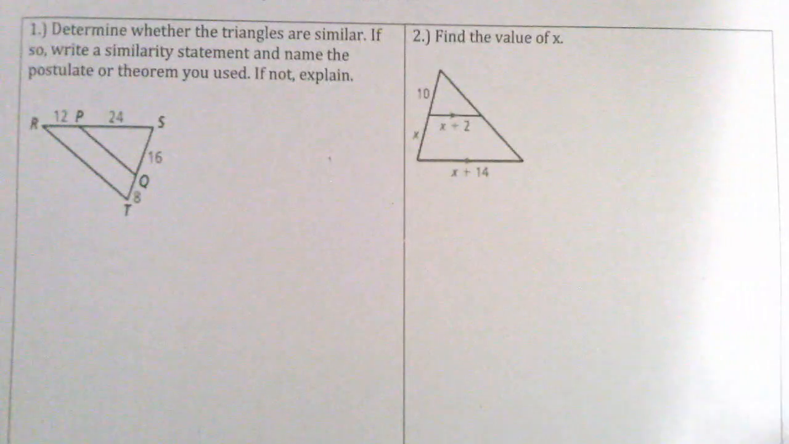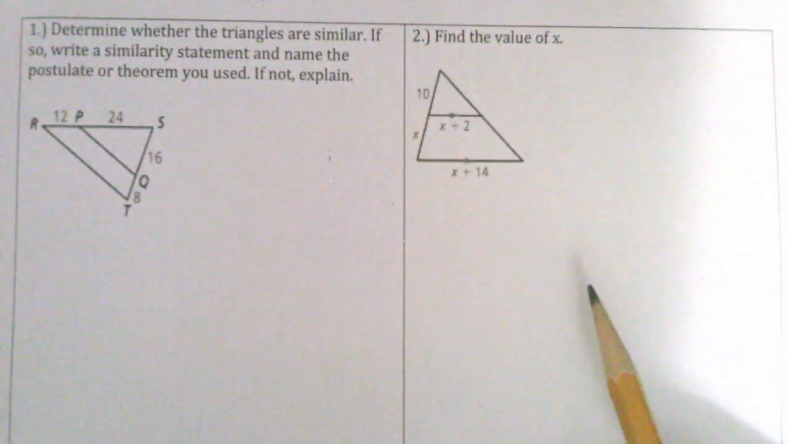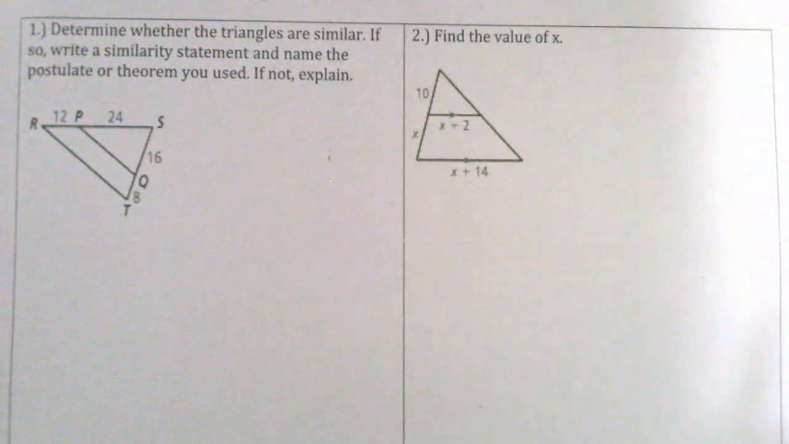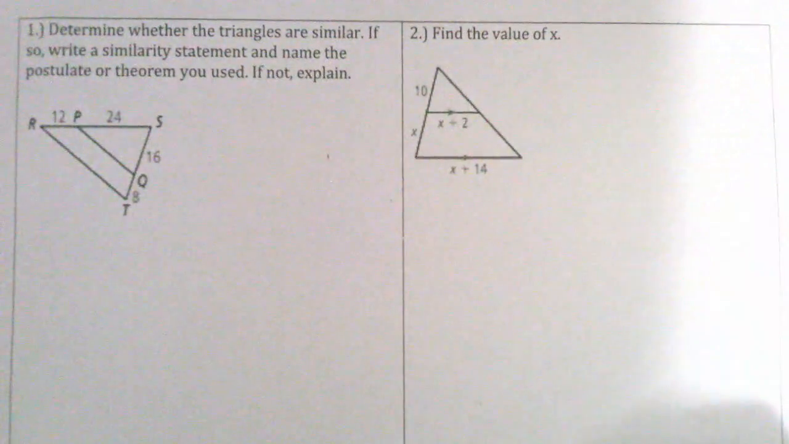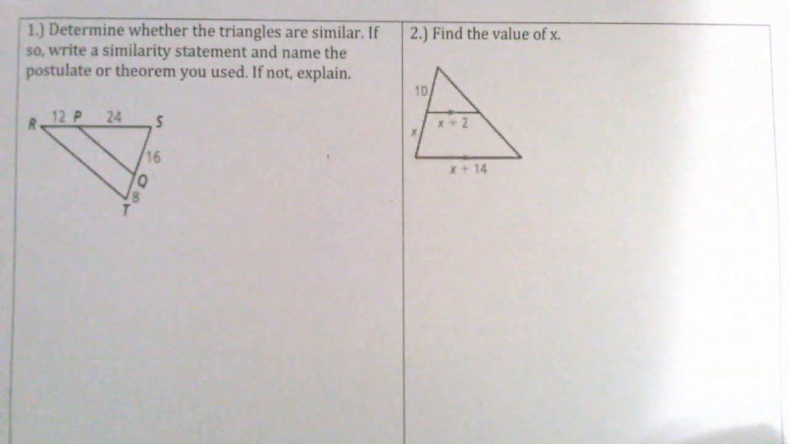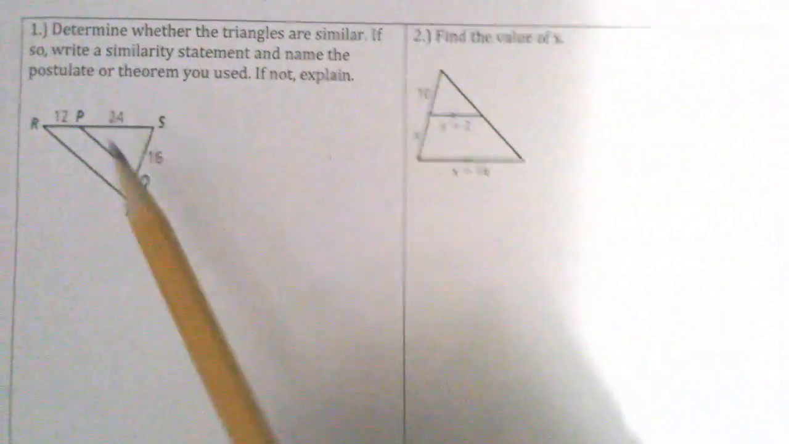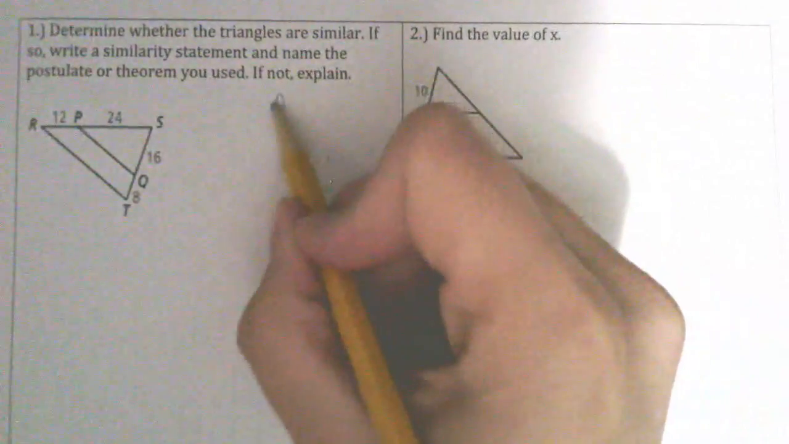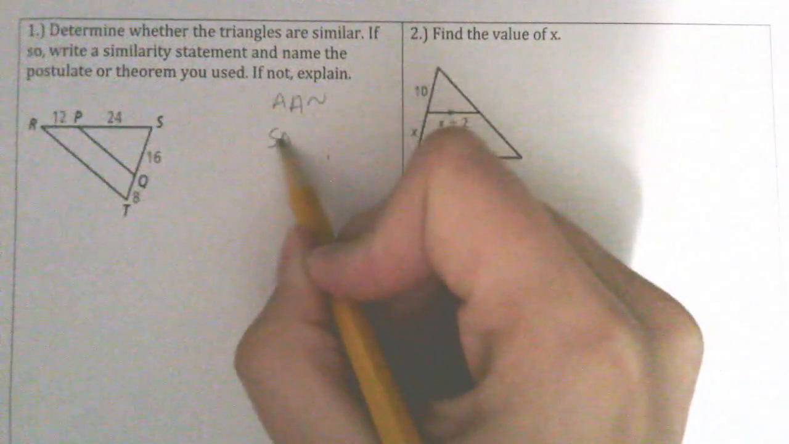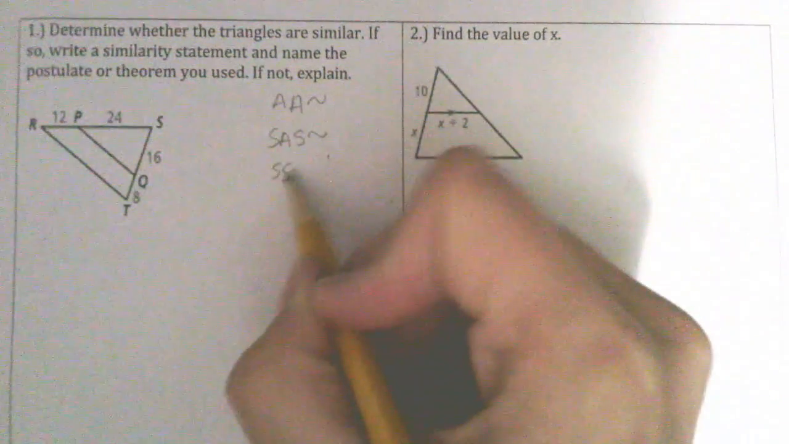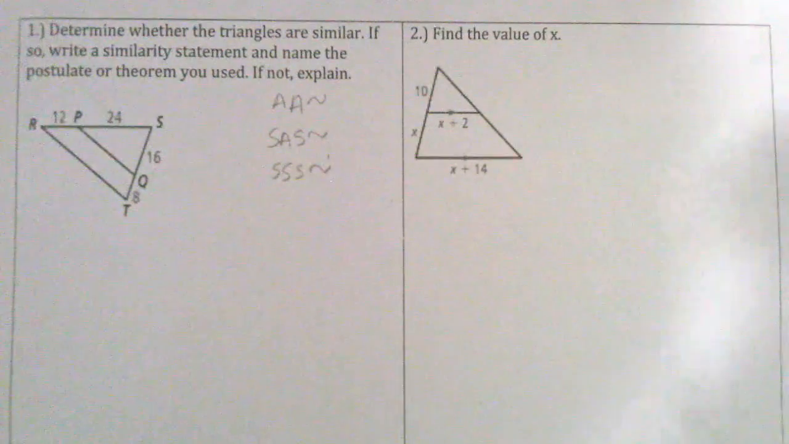Okay, so I'm just going to quickly go over some solutions for you for the practice quiz. So for number one, it says determine whether the triangles are similar. If so, write a similarity statement and name the postulate or theorem you used. If not, explain. So for this question, you're looking for either an angle-angle similarity, side-angle-side similarity, or side-side-side similarity.